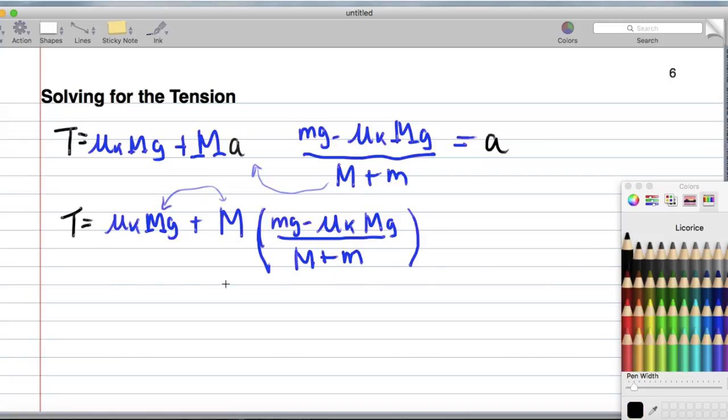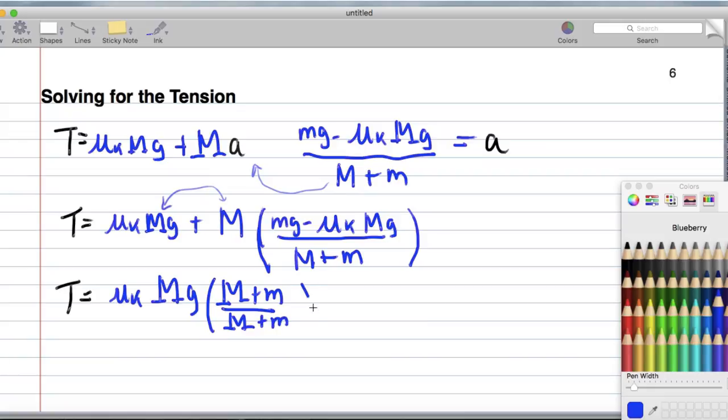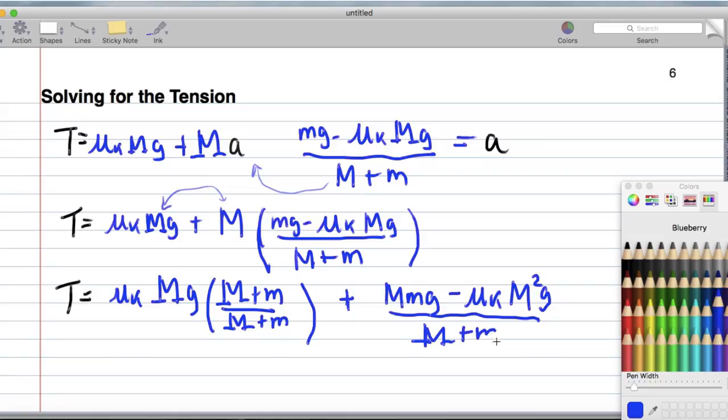So here we go. We've got the tension equals mu k, big M times g times big M plus little m, over, look at all this algebra, plus big M, little m times g minus mu k, big M squared times g, over big M plus little m.